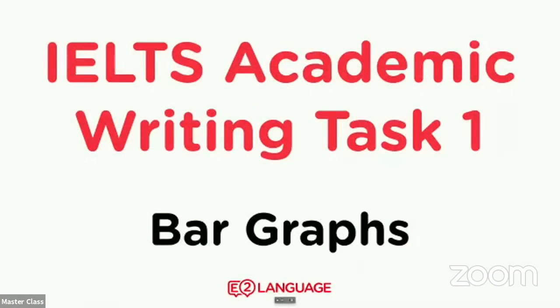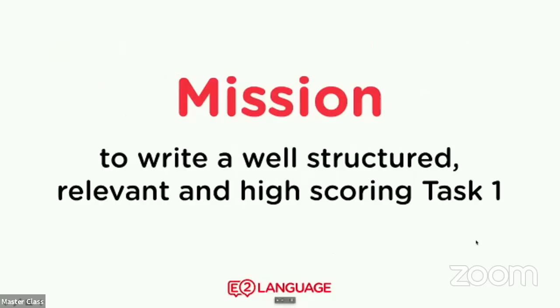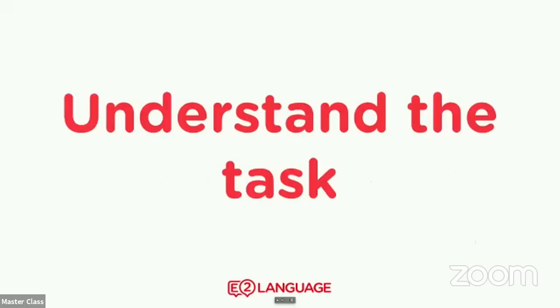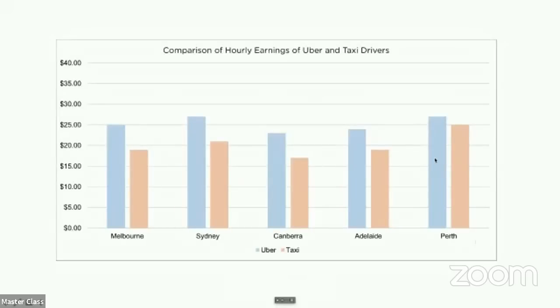Cool, but in this class, we're going to do academic writing task 1. We're going to focus on bar graphs, okay? Let's have a look. Today's mission is to write a well-structured, relevant, and high-scoring task 1. But the first thing we need to do is understand the task. So this is what we're going to look at today.